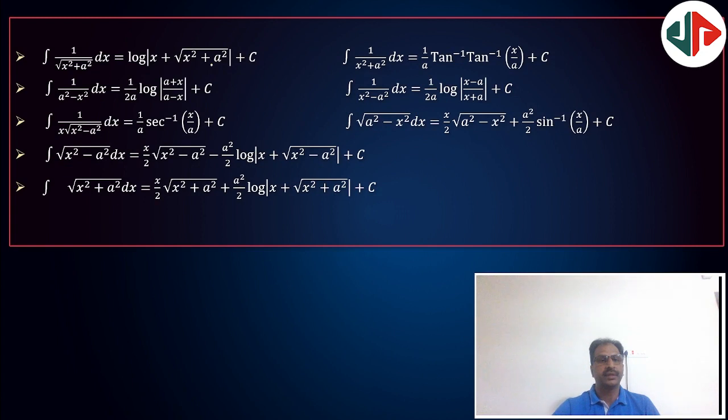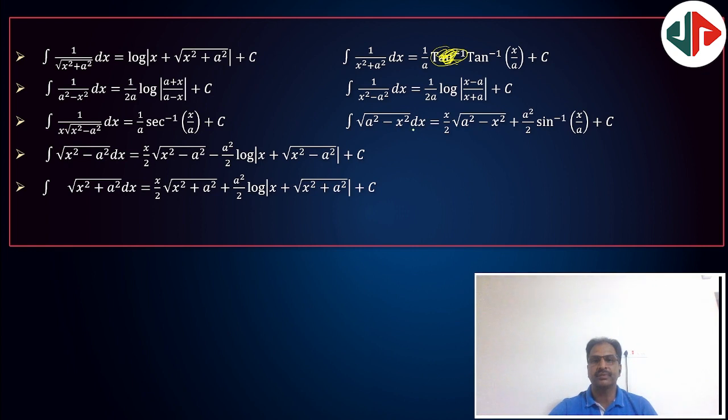Next, integral 1 by root of x square plus a square is log mod x plus root of x square plus a square. Integral 1 by x square plus a square is 1 by a tan inverse x by a. Next, integral 1 by a square minus x square is 1 by 2a log mod a plus x by a minus x. Integral 1 by x square minus a square is 1 by 2a log mod x minus a by x plus a.